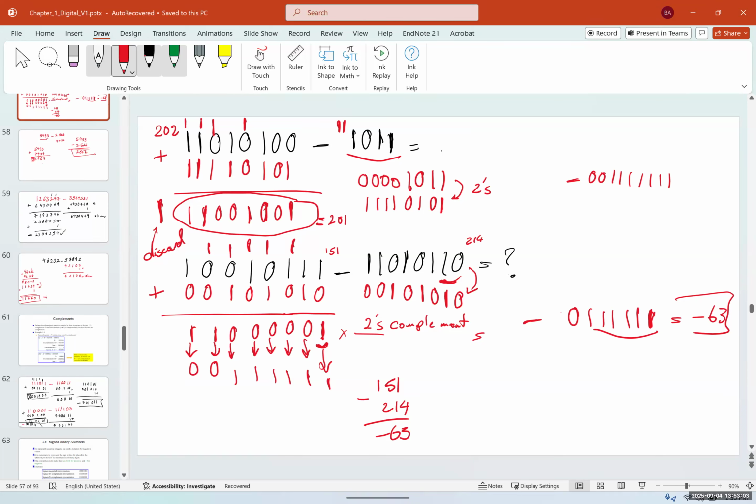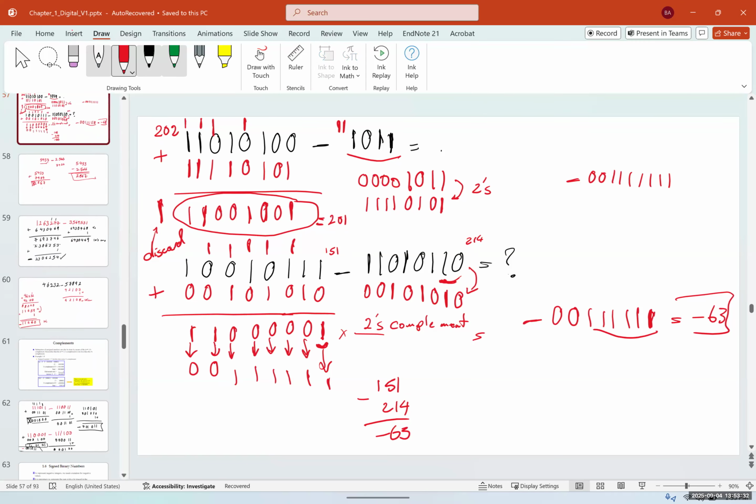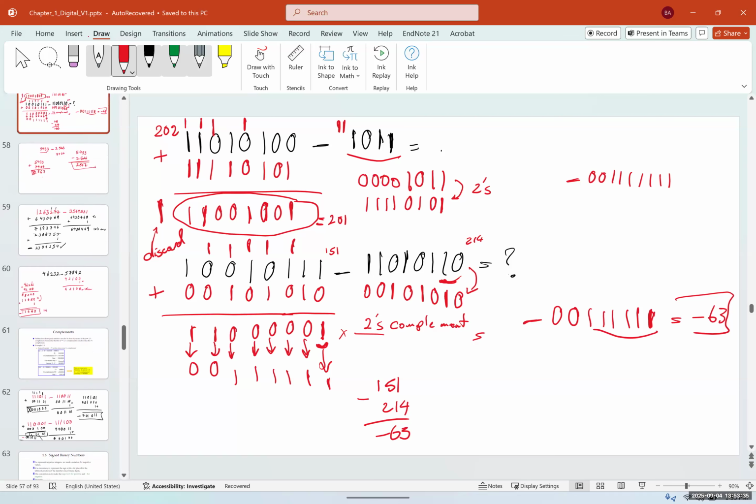Do you want me to solve another one, or we can go to the... Do you want me to solve another one? We can do a decimal number if you like. Want to do a decimal number? Okay. Okay, now my pen completely stopped working.